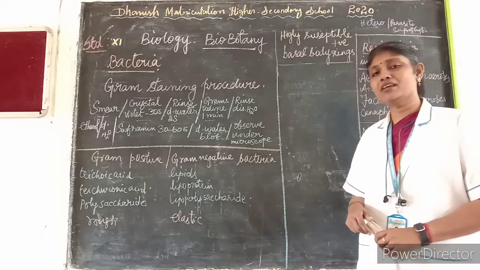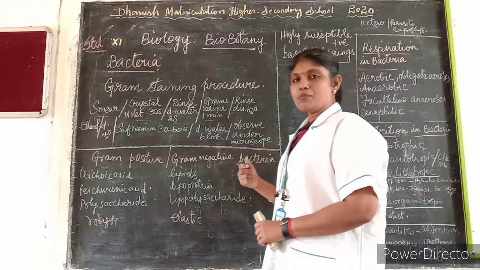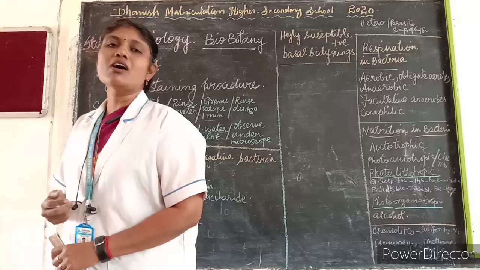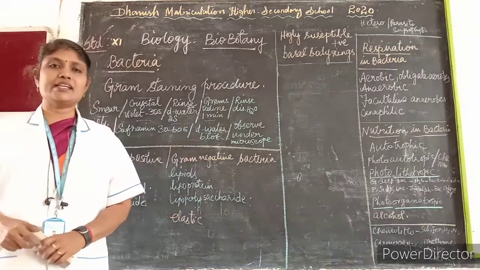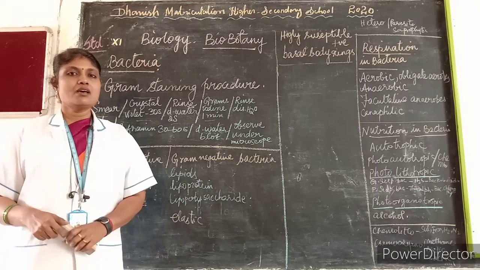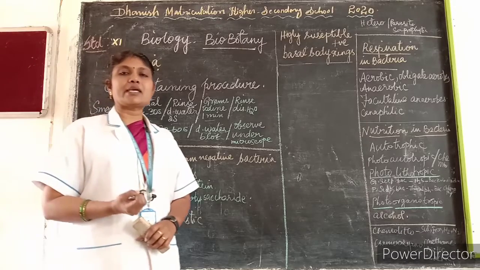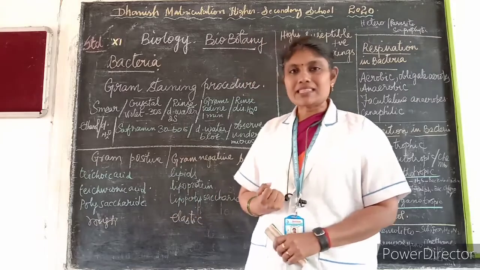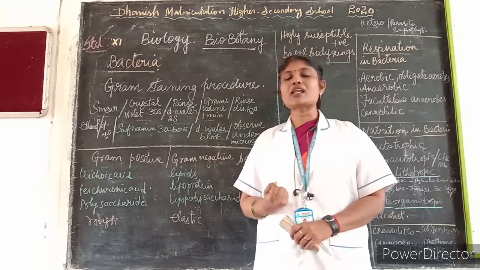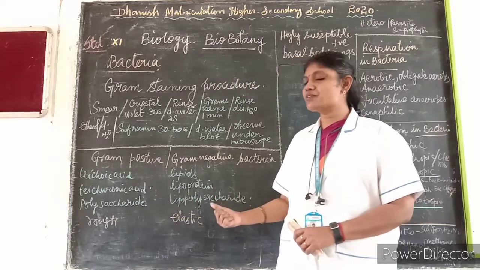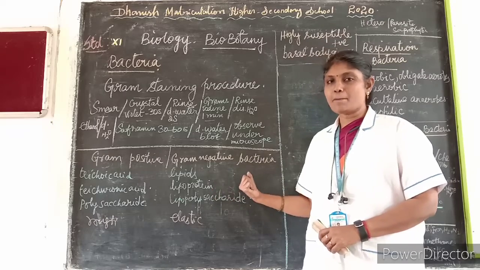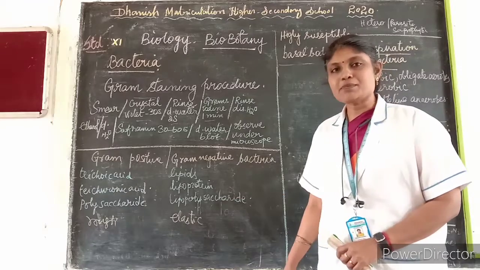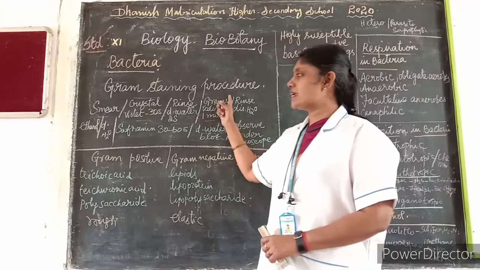While staining the material, some of the bacteria were observed to be violet in color and some of the bacteria appear only red or pink in color, which means they do not have the capacity to hold the stain. So based on this characteristic feature, they are classified as gram positive and gram negative bacteria. So we will see the steps involved in gram staining.